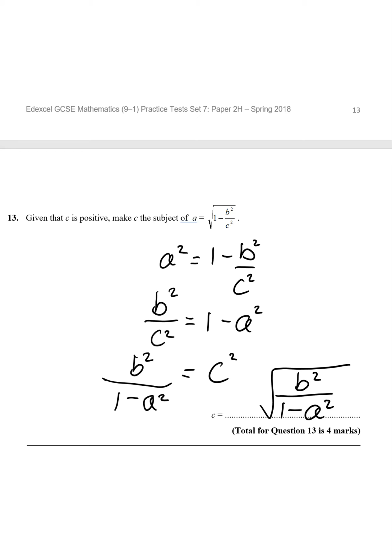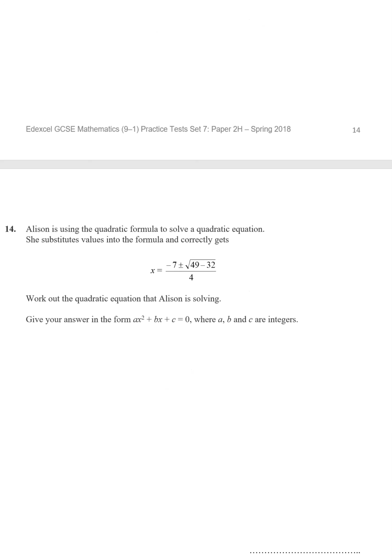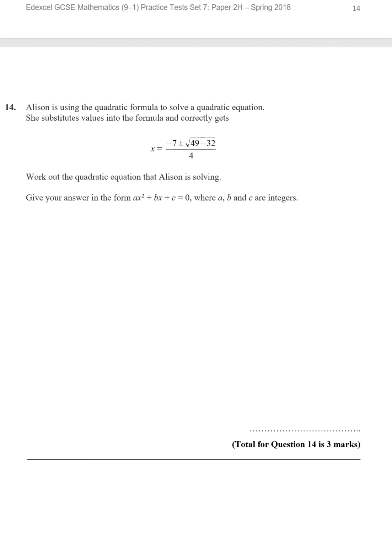Right, next question. Alison is using the quadratic formula. She substitutes values into the formula and correctly gets... Right, so that's actually her workings, isn't it? Work out the quadratic equation. Right, so we just need to work out what A, B and C is.